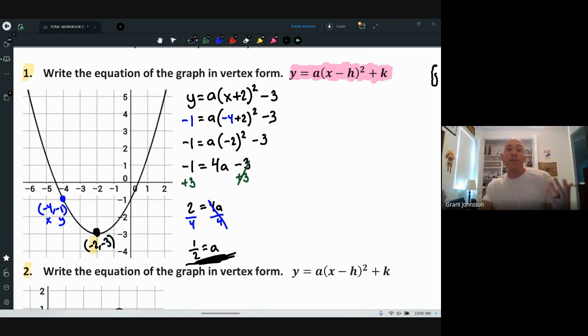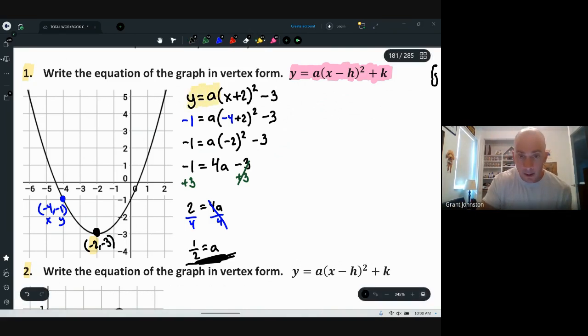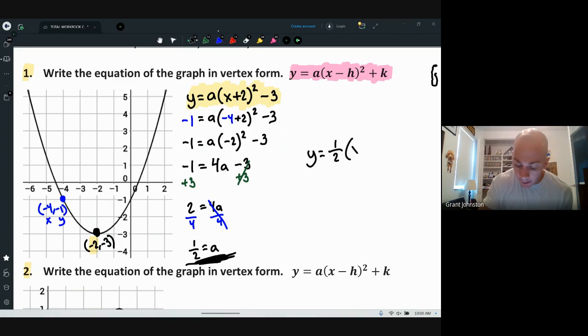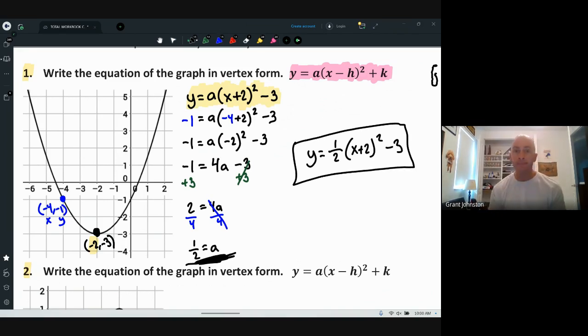This is great. We have our vertex, we know what that is, and we now have a, so we can write our final answer. I'm just going to put a into this, and we're going to be good. It's going to be y equals 1/2 (x + 2) squared minus 3. That is the equation for the graph. That a value should be positive, right? It's opening up. 1/2 is positive. Should be good. Okay, let me show you number 2.